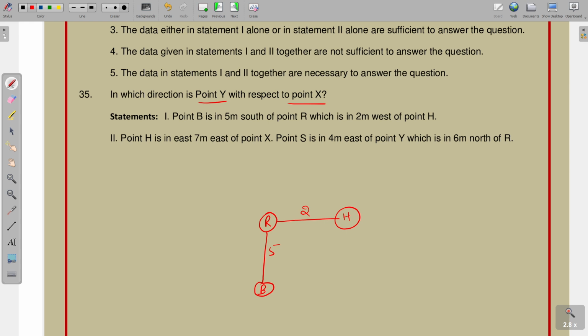Next, coming to the second one, point H is 7 meters to the east of X. Okay, and next point S is 4 meters to the east of Y, which is 6 meters to the north of R.